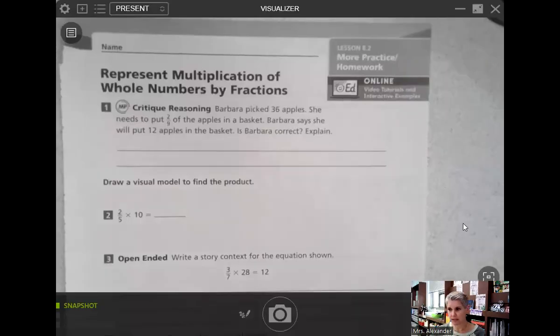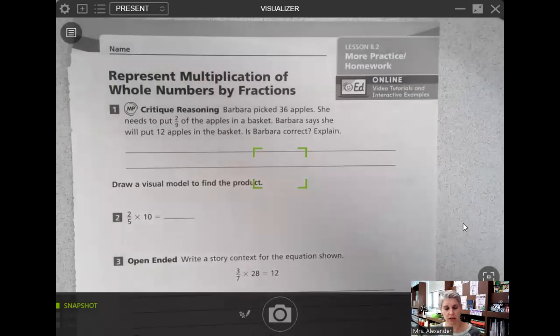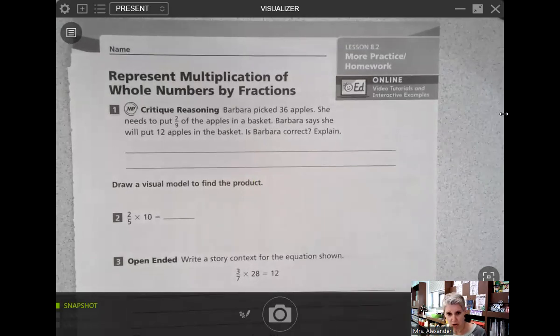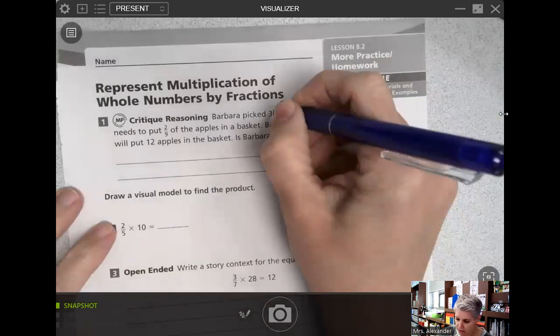So as you can see, let me see if I can make that a little clearer. Maybe on my screen it's clearer. Here we go. We have Barbara picked 36 apples. She needs to put 2/9 of the apples in a basket. Barbara says she will put 12 apples in the basket. Is she correct? Well, let's see what we've got here.